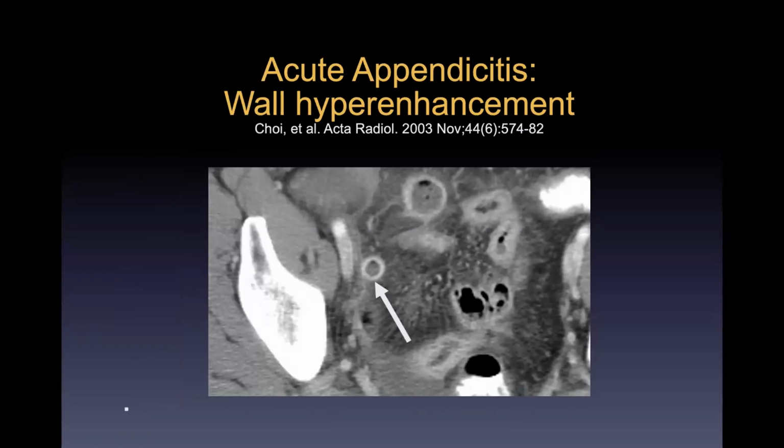Another one, if you're using IV contrast, you can look for wall hyperenhancement. We can just visually appreciate here that the appendiceal wall is brighter than the walls of adjacent bowel loops. It's hyperemic, a sign of inflammation and a sign of appendicitis.